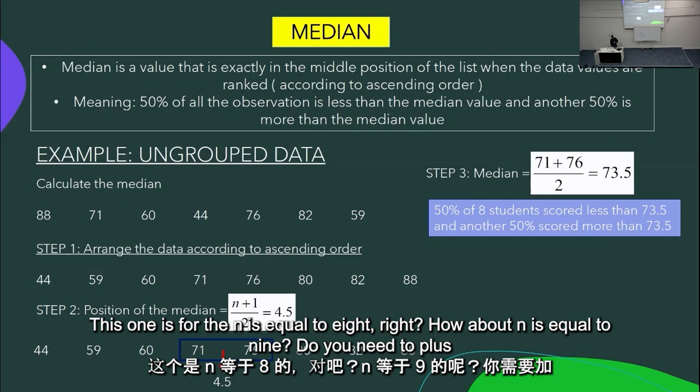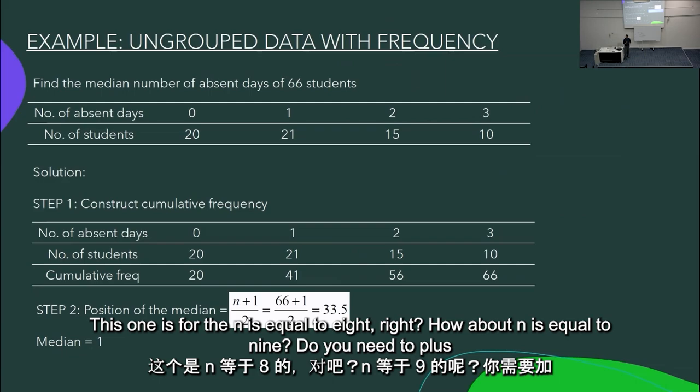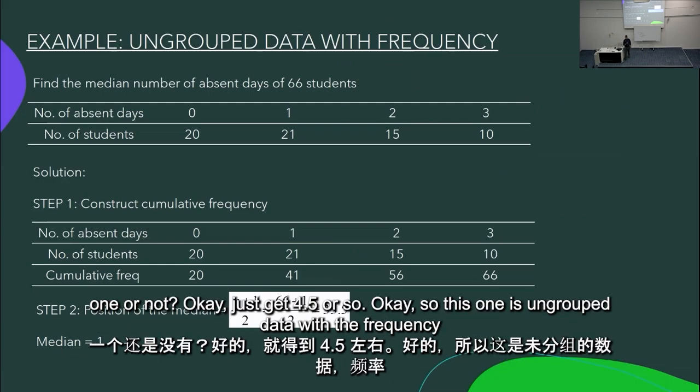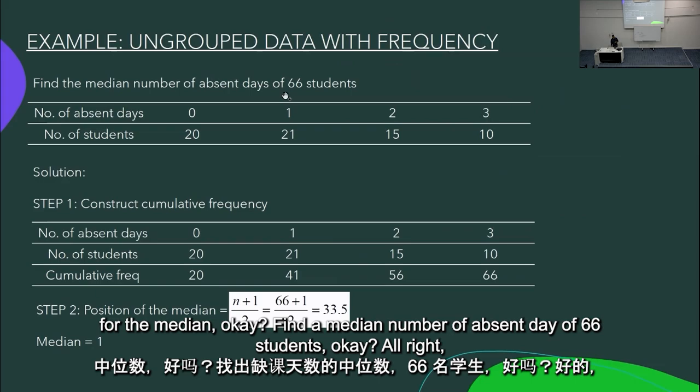This one is for n equal to 8, right? How about n equal to 9? Do you need to plus 1 or not? No need. Okay? Just get 4.5 or so. Next, this one is ungrouped data with frequency for the median.